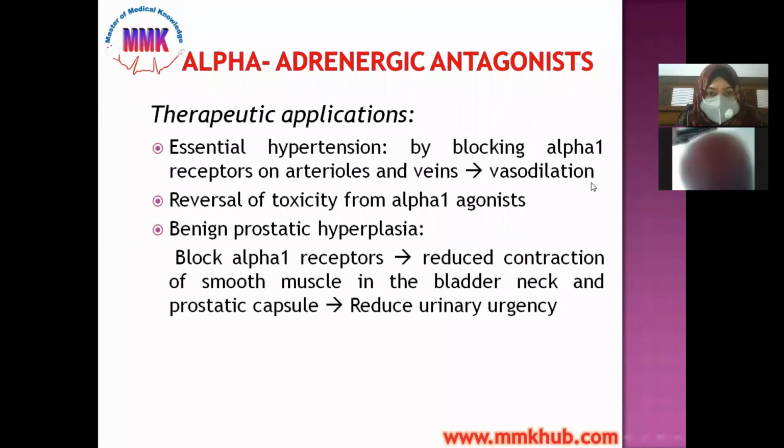Essential hypertension is treated by blocking the alpha-1 receptors on arterioles and veins, causing vasodilation. It will also reverse the toxicity from alpha-1 agonists, and it will also work in benign prostatic hyperplasia. So when the alpha-1 receptor is blocked in case of BPH, there will be reduced contraction of smooth muscle in the bladder neck and prostatic capsules, which will eventually reduce the urinary urgency.